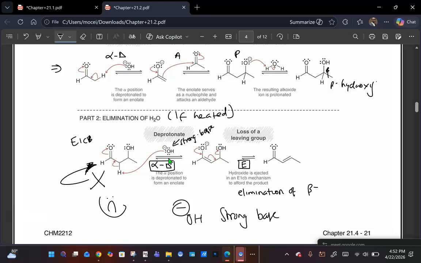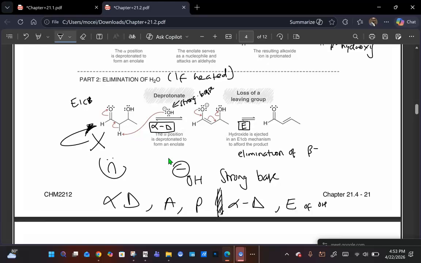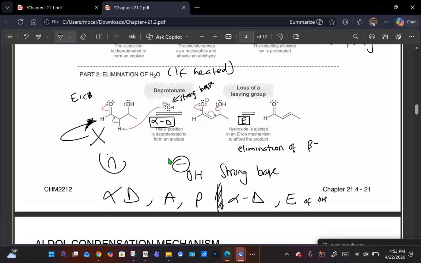So overall, you went alpha deprotonation, attack, protonation to the beta hydroxy, then you went alpha deprotonation again, and then elimination of OH. It's very doable, my friend. Very, very doable. This is way easier than some things we've done before with you.